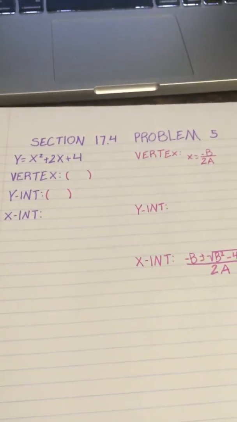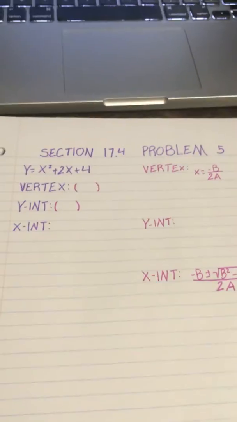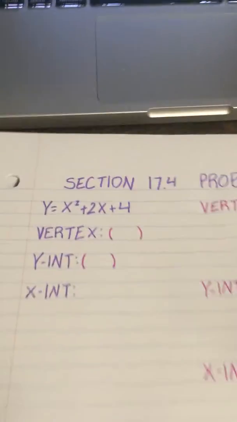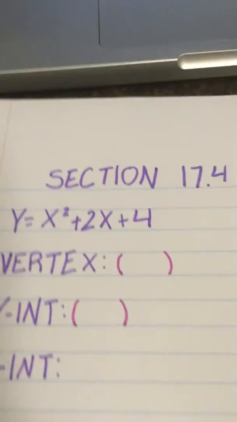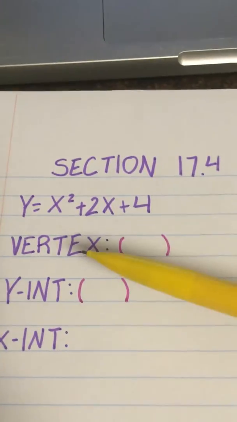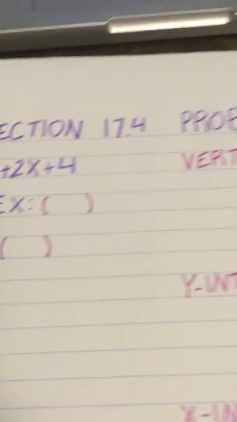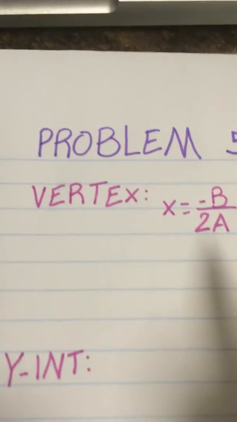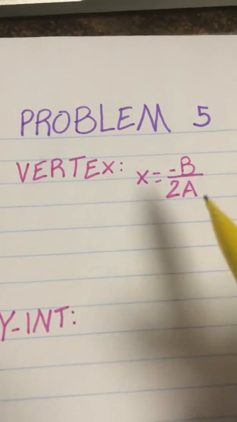Okay guys, so I am going to show you how to do problem number 5 in section 17.4. So first things first, there's our problem. So we need to find the vertex first. Let's see how I've got that marked first over here. So we go over here for our vertex and it's x equals negative b over 2a.